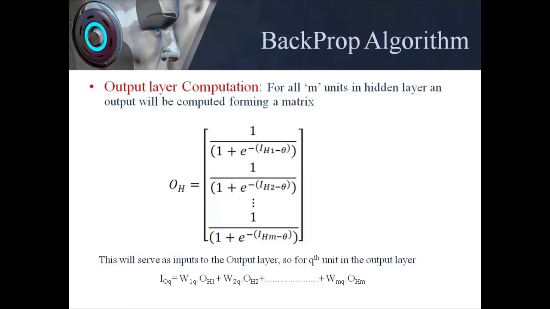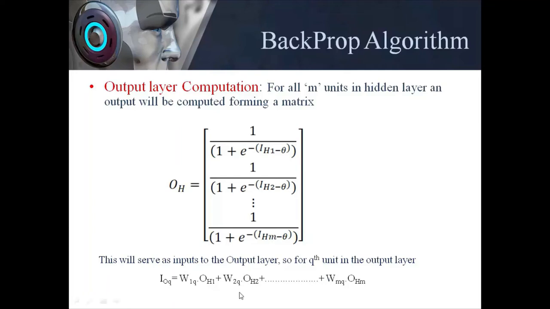So for any qth neuron, it is going to receive inputs from all m units of the hidden layer, and each unit is attached to my qth neuron by a weighted connection. That weighted connection is given by this component of the weight matrix W multiplied by the output of each hidden layer unit, which serves as the input to the output layer unit.